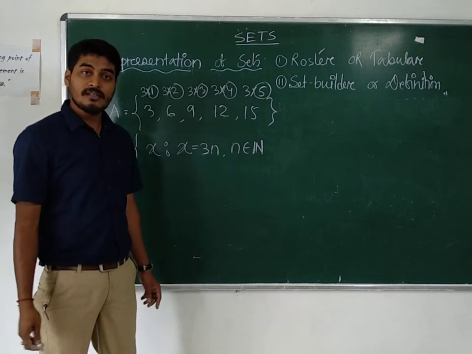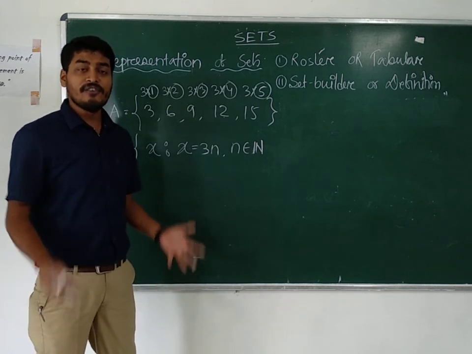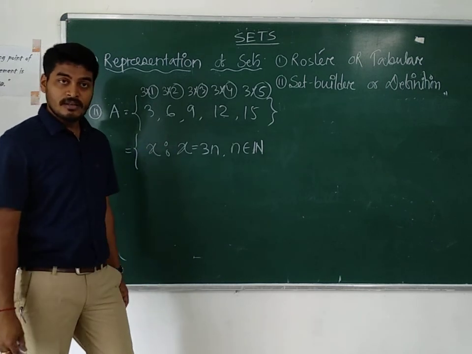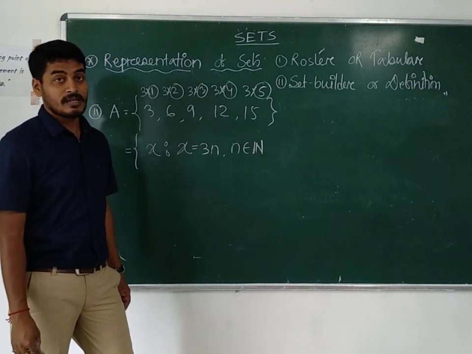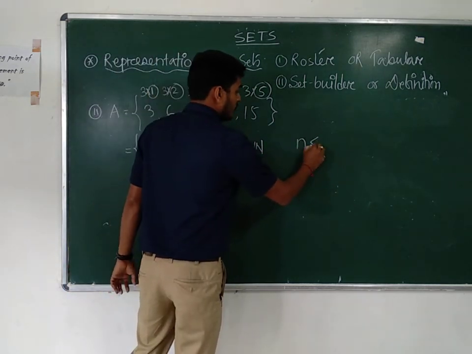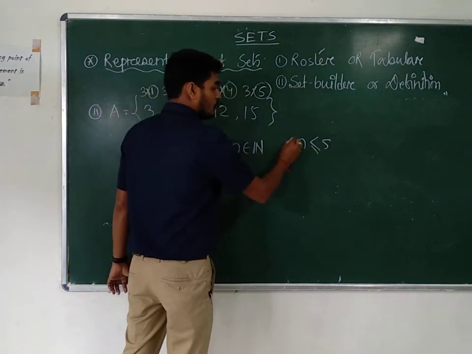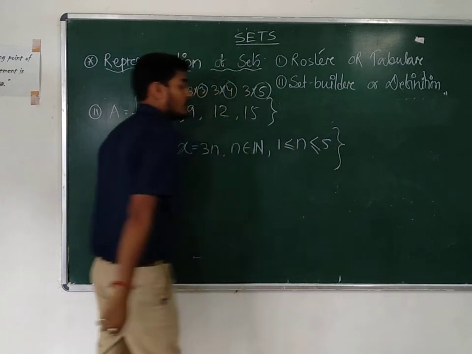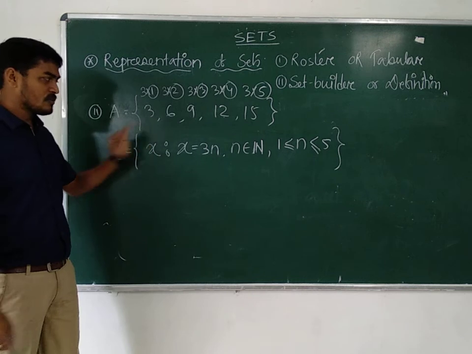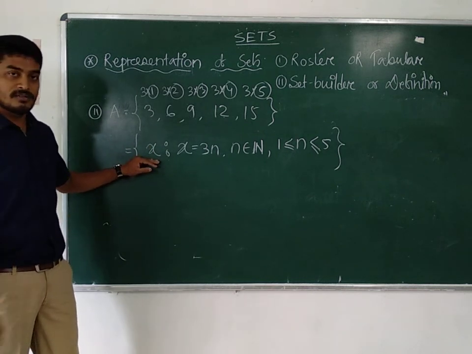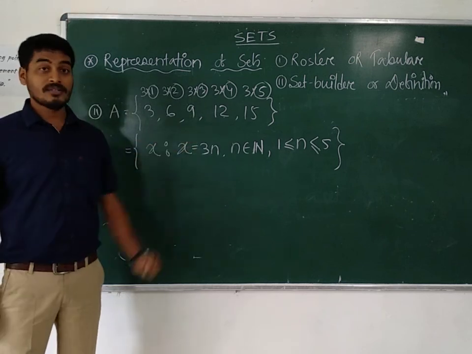But how many natural numbers are there? We all know there is an infinite number of natural numbers. So for natural numbers, we need a limitation, which we must mention. First of all, you have to consider a variable, and then start the limitation.